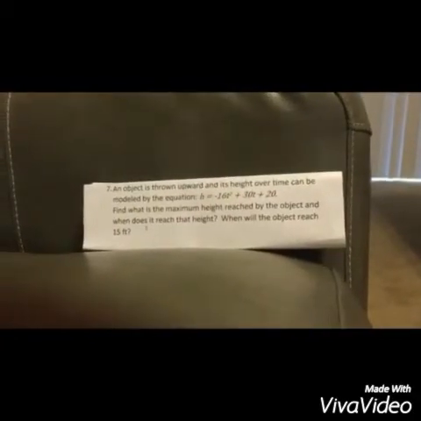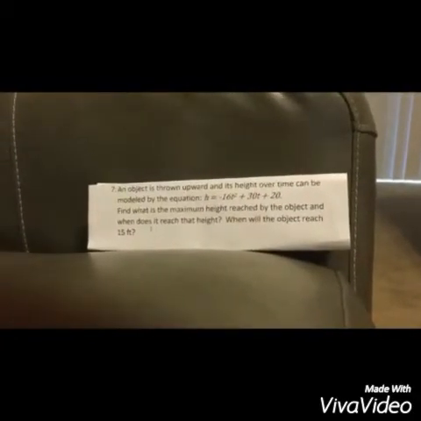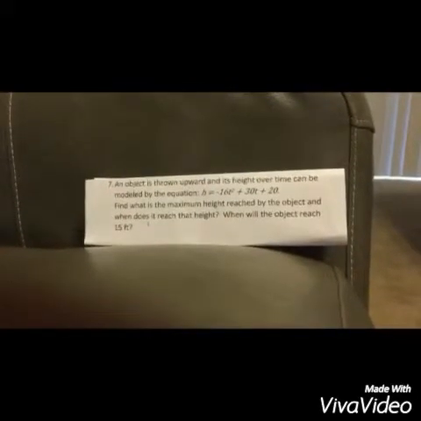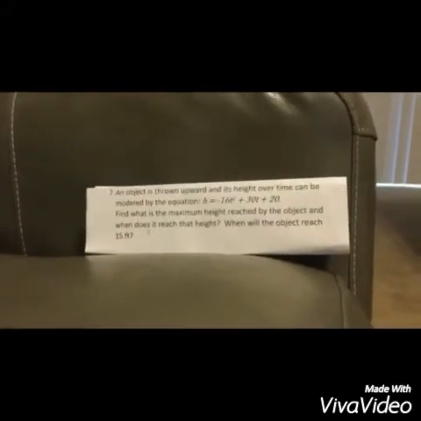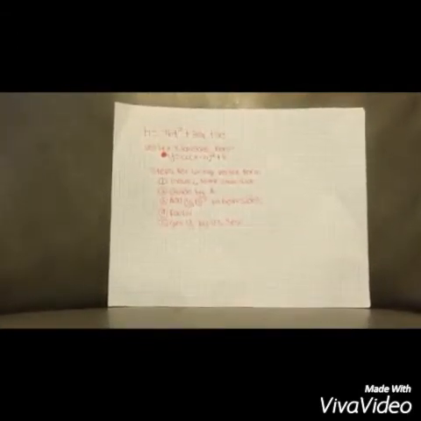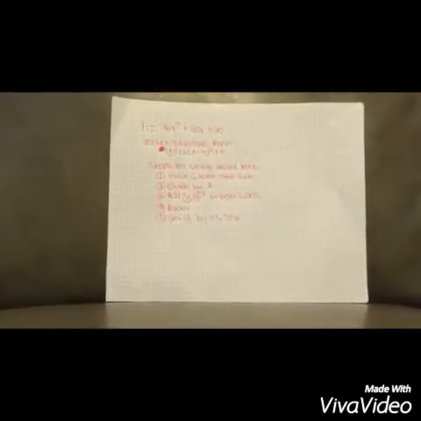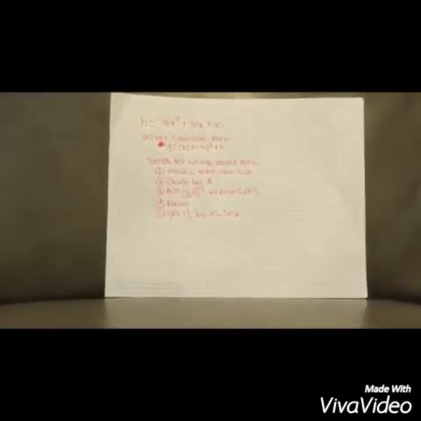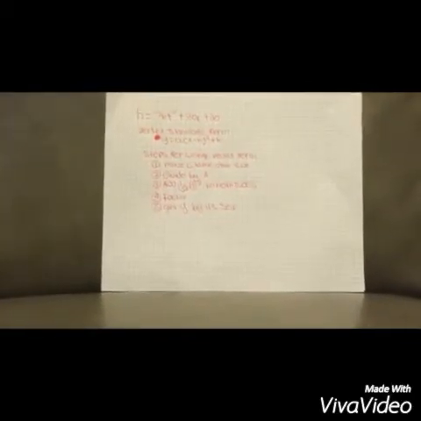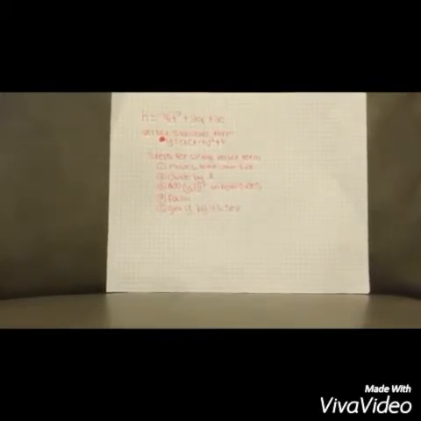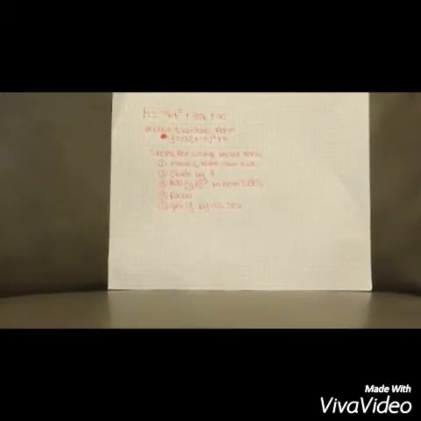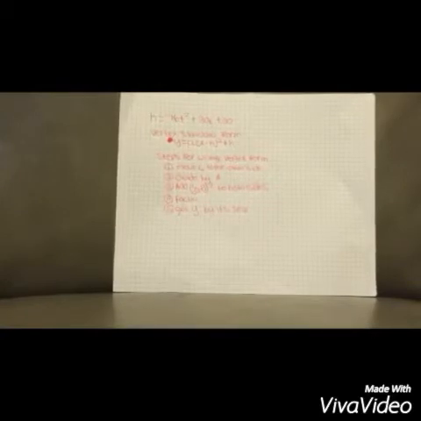To find the maximum height of this parabola, you have to find the vertex. In order to find the vertex, you have to transform this equation into vertex form. Standard vertex form is y equals a times x minus h squared plus k. The steps for writing vertex form are moving the c to the other side, dividing by a, adding 1/2 the b squared to both sides, factoring, and then getting y by itself.